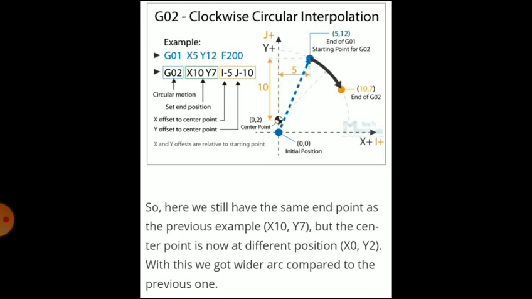So those IJ coordinates you have to specify for the arc only, or simply you can directly write down the R10. So the block will be G02, X10, Y7, and instead of I5 J10 you can write R10, that is radius.